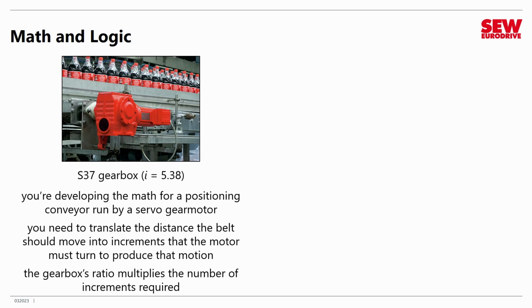Here's the gearbox we're actually using. This is a real SEW gearbox and ratio. This is an S37. The ratio is 5.38, so very definitely a fractional ratio. It's not just a simple integer, so we've got to handle that 0.38 that's in there with the 5.